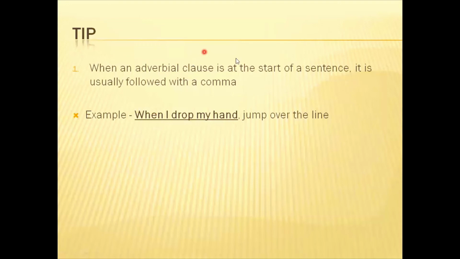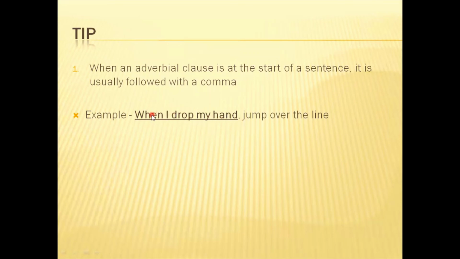Just a small tip here: when an adverbial clause is at the starting of the sentence, it is usually followed by a comma. So when you're using it at the start, after one clause, you put a comma and complete the next part. See, when I drop my hand, jump over the line. First one, I drop my hand, is one clause; jump over the line is the second one. So I'm using the adverbial clause at the starting. So when I drop my hand, put a comma and then write the next part.